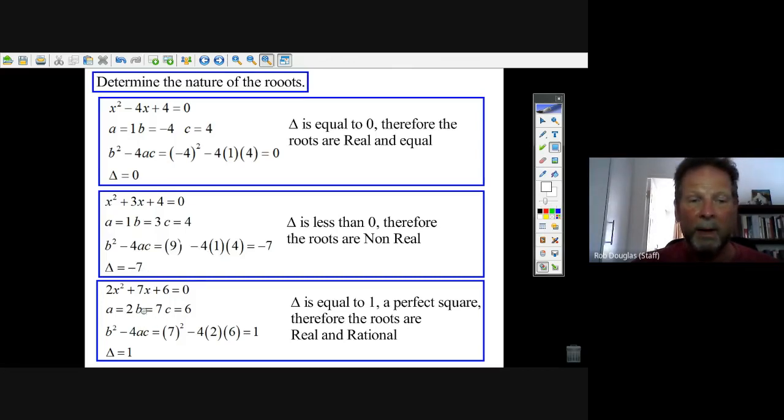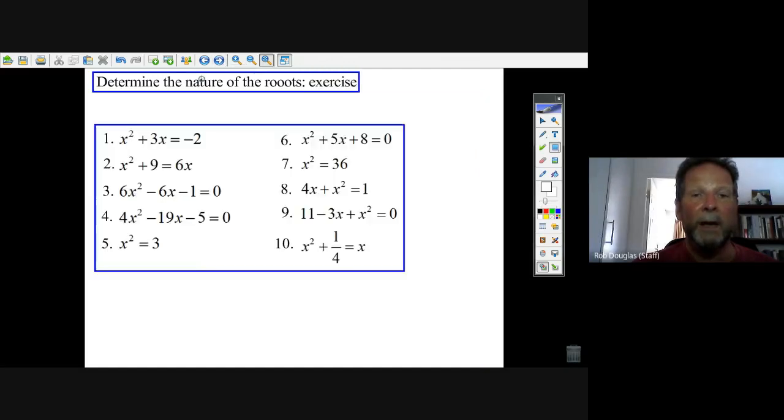Let's try this last one. Okay, a is 2, b is 7, c is 6. B squared is 49. 4 times a times c is 4 times 2 times 6, which is 48. 49 minus 48 is 1. But 1 is a perfect square. You can take the square root of 1. It equals 1. Therefore, the roots are real and rational. Okay. Well, hopefully that'll help you when you go to try these questions to determine the nature of the roots.